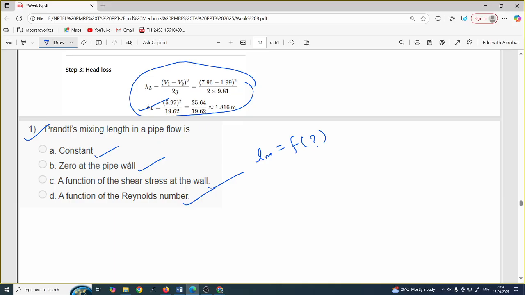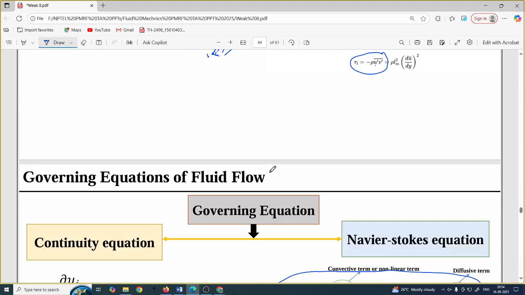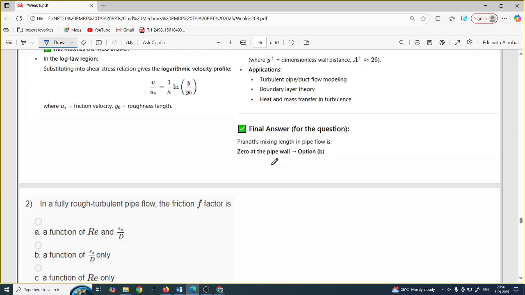It is near 0 at the pipe wall, because Lm is equal to K into Y. If Y is 0 at the pipe wall, and definitely the Y distance is 0 at the wall, then Lm will be 0. So this is correct. This is not a function of shear stress or Reynolds number, it is a function of Y and one constant. So this was some basic understanding.